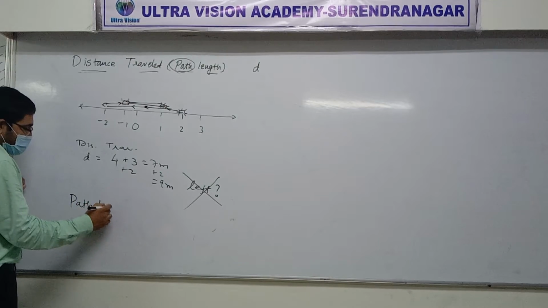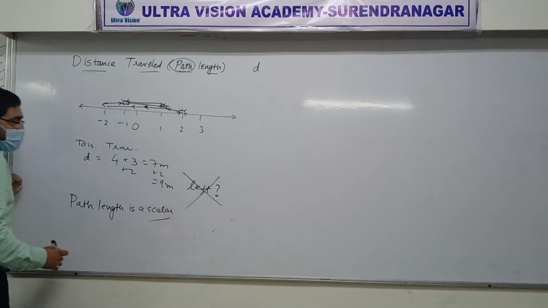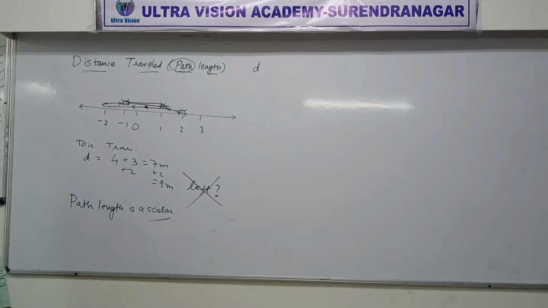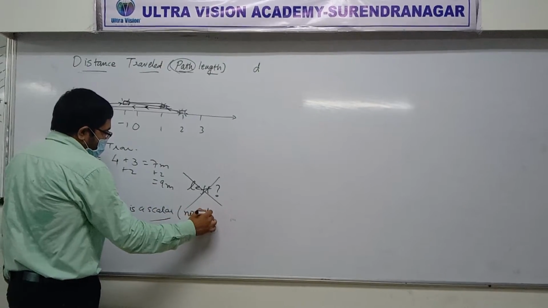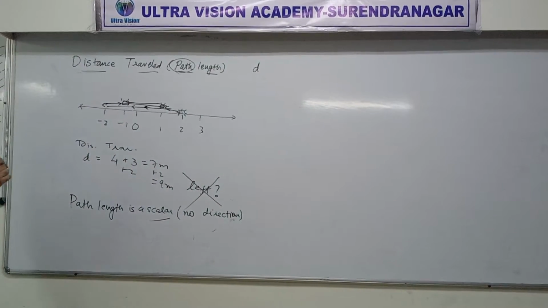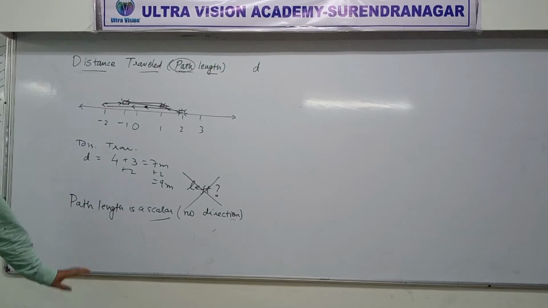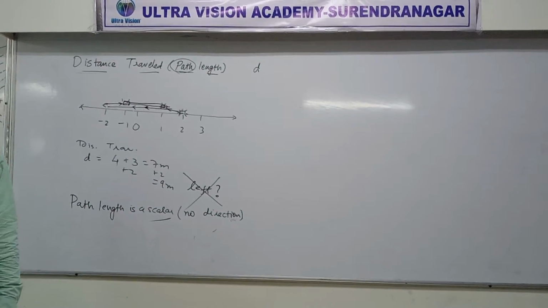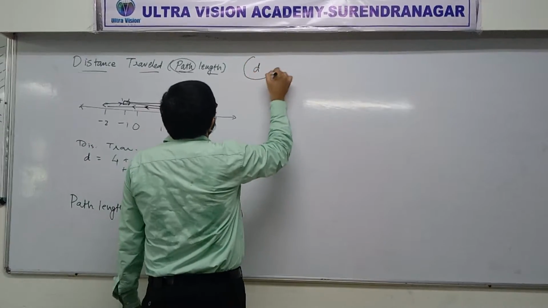So the lesson learned is path length is a scalar. Scalar means it does not have a direction. There is no scope of left or right; both are wrong. Path length does not have direction. Did you understand? Yes or no? So if someone asks in which direction this distance is traveled, there is nothing to say, because distance traveled does not have a direction. Got it? What's the symbol of distance traveled or path length? D.